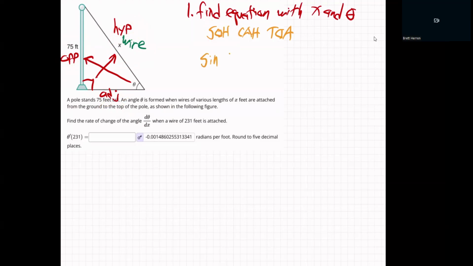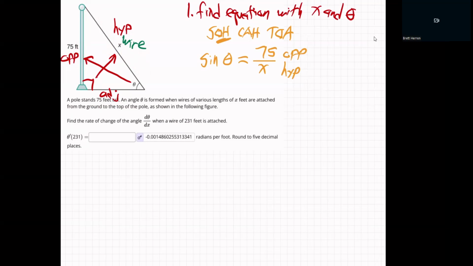So sine of the angle theta is going to be opposite, which is 75, over the hypotenuse, which is x. So notice that's opposite over hypotenuse, right? SOH, opposite over hypotenuse. The opposite is 75, hypotenuse is x. Okay, so there it is. That's the first step. That's just the first step, unfortunately.